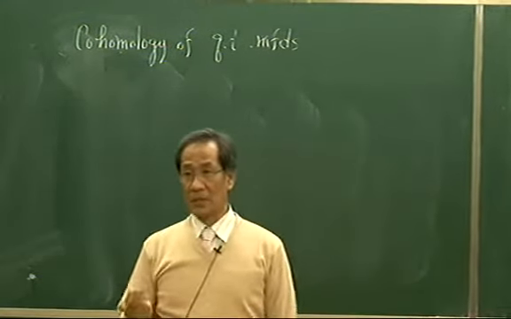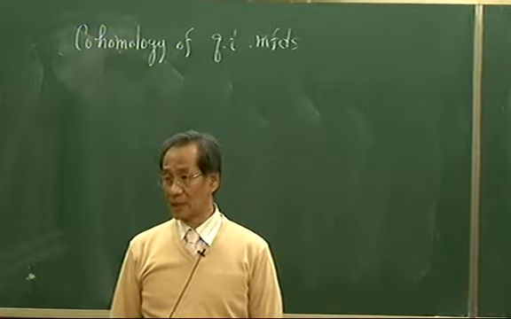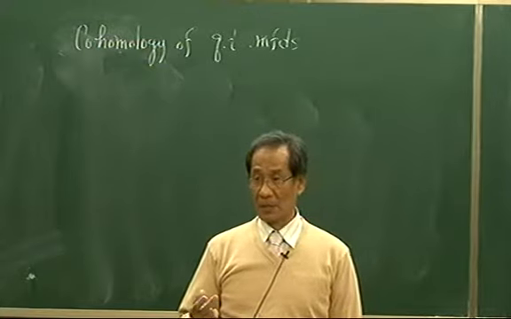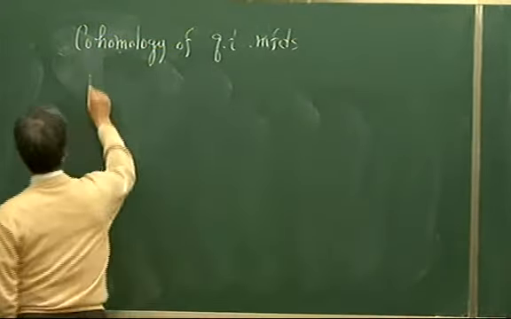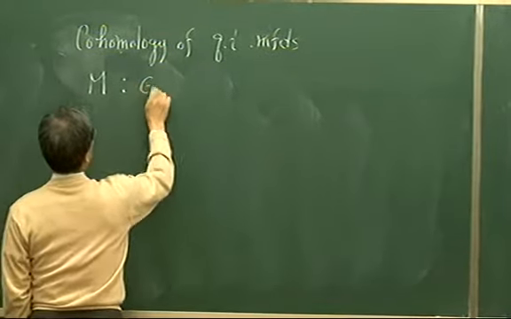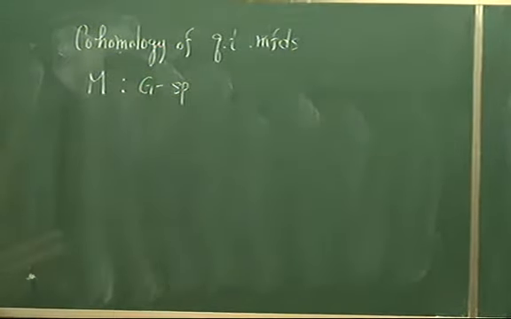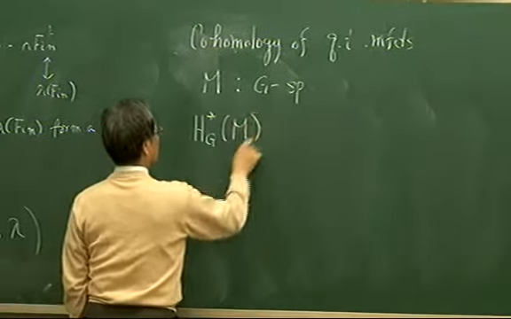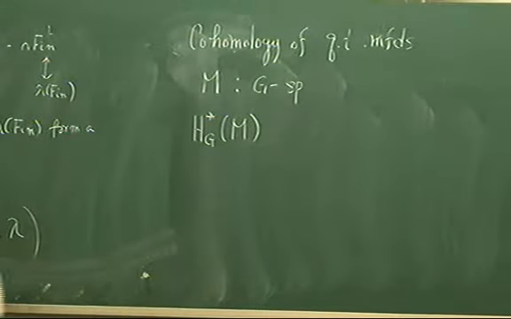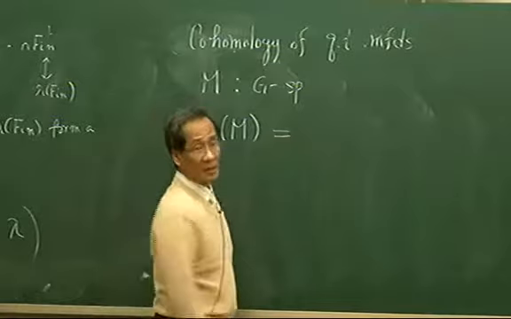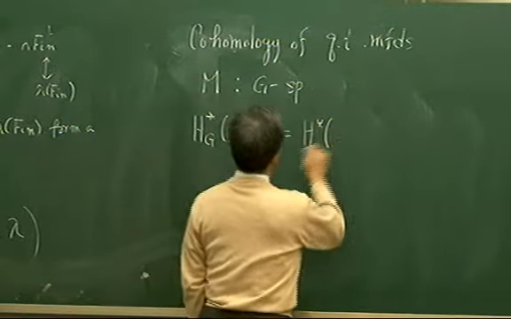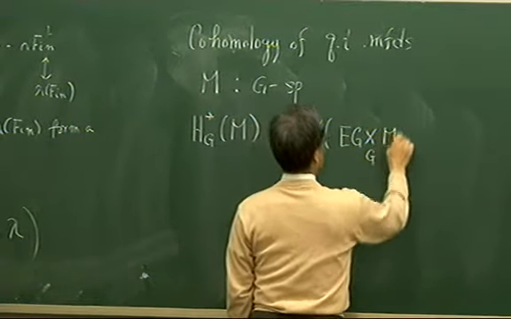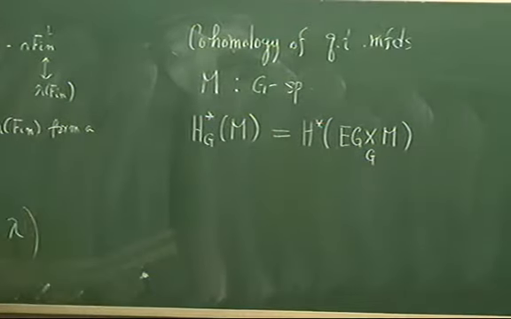When people consider group actions on a manifold or space, usually the first thing they think about is something called equivariant cohomology. So what is equivariant cohomology? In general, M is a G-space. Then people consider the equivariant cohomology of this. And what is this? This is nothing but the usual cohomology of a space built from EG. Whatever it is, I'm going to explain it.